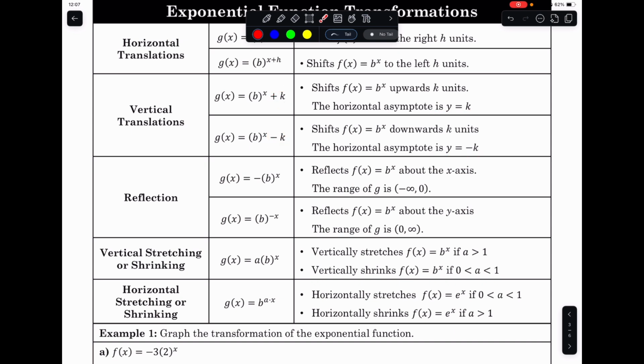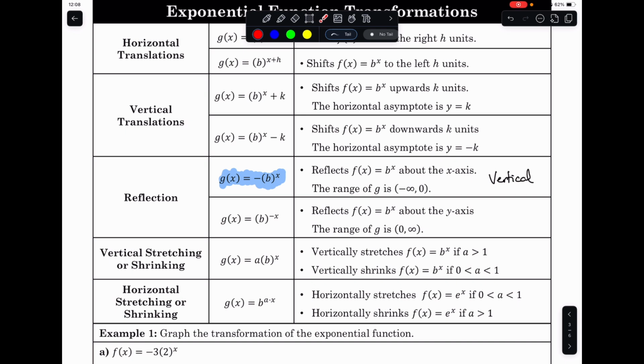Okay. Now, reflections. We're going to focus on reflections today, and particularly this reflection, a reflection across the x-axis, which is a vertical reflection. A vertical reflection is going to change the range from 0 to infinity to negative infinity to 0, because the graph is now going to be below the horizontal asymptote.